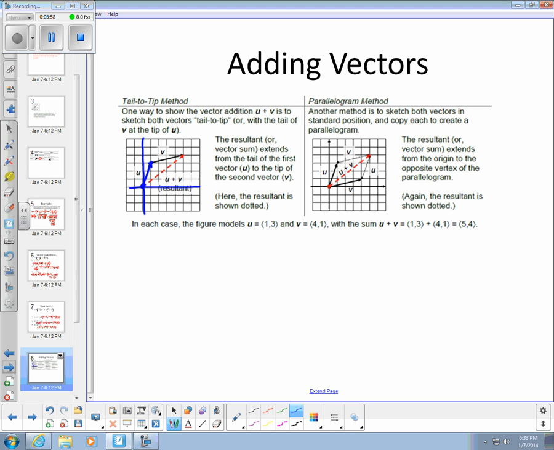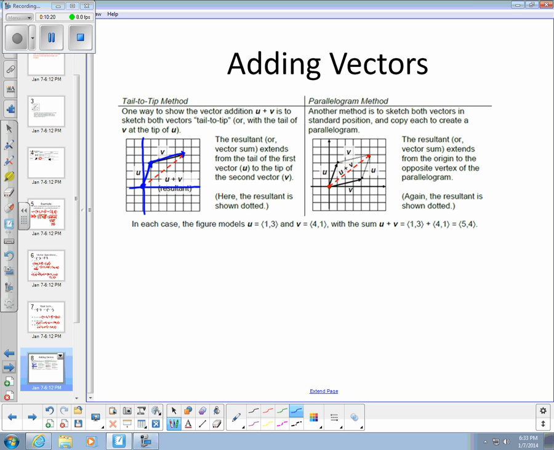Then I take the next vector and I start from where the first vector ended. So if my v is 4, 1, I'm going to start from the tail end of this vector. I'm going to put the tail of the second one by the tip of the first one. And I'm just going to go 4 to the right and 1 up. And that's how I get vector v.